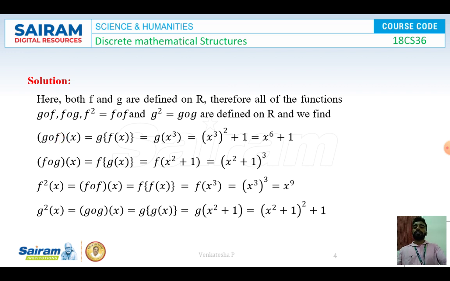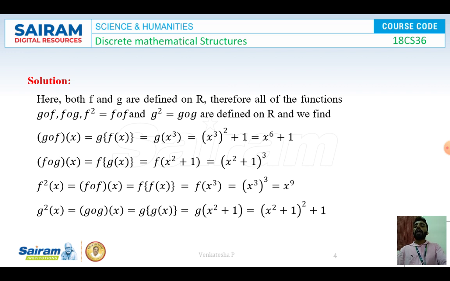Now the first one, I want to find the value of g o f of x. It is defined by g of f of x. We know the value of f of x here, it is given by x cube. So I'll be getting g of x cube. And we know g of x is given by x square plus 1, but in the place of x I'm having x cube here. So I get (x cube) whole square plus 1. On simplifying this I'll be getting x power 6 plus 1.